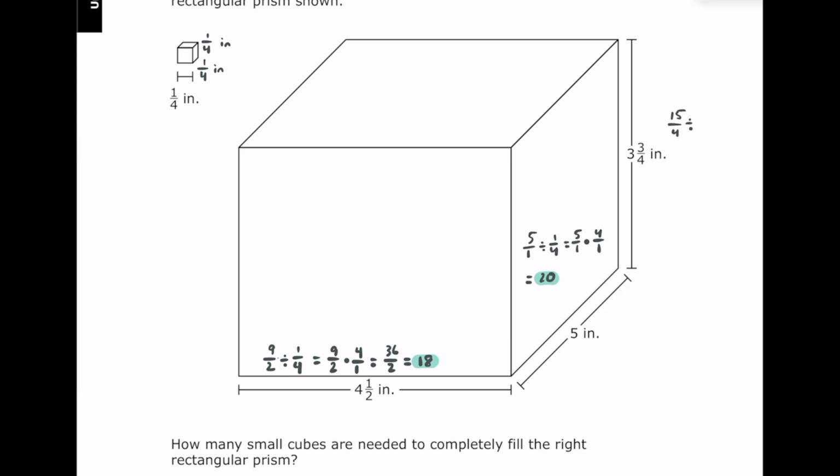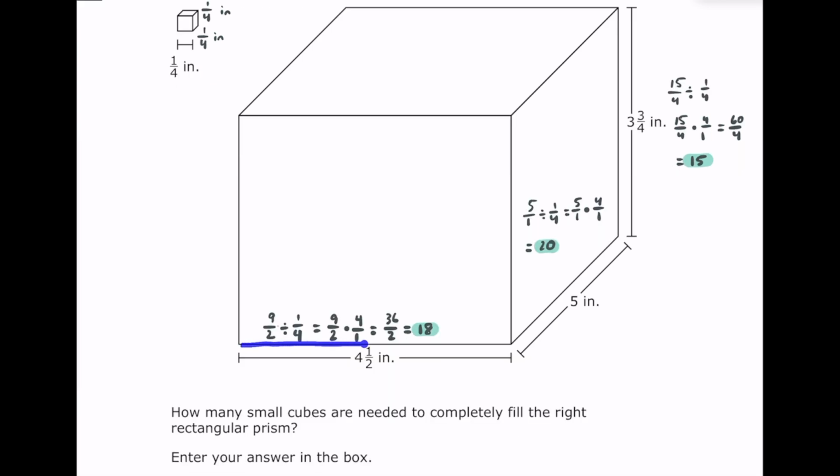15 quarters divided by 1/4 is the same thing as 15 over 4 times 4 over 1. You can say this is going to be 60 over 4 if you just go ahead and multiply, or you can know that the 4s will end up canceling out here. This is going to end up being 15. So 15 of these cubes are going to stack on top of each other as well here.